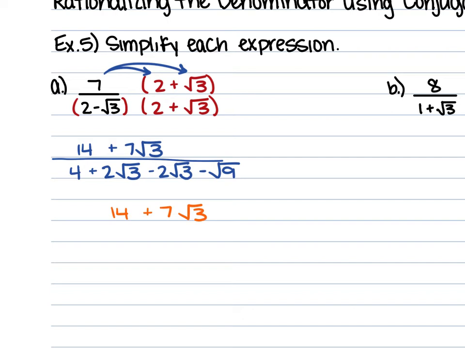The 2 square root 3 minus 2 square root 3, they're opposites of one another, so they cancel out. Then you have 4 minus the square root of 9, which is 3. 4 minus 3 is 1, so this is just 14 plus 7 square root 3, because that 1 doesn't need to be written.